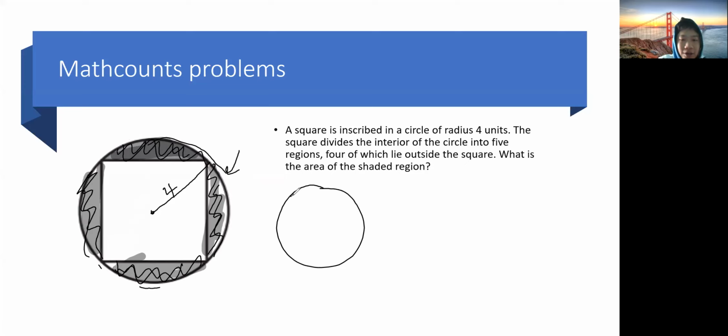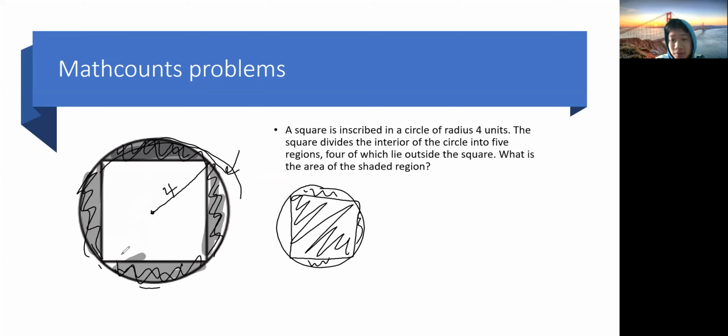If we take out the area of a square, we're basically cutting a hole out of the circle, which means all we're left with is the stuff we want. So the area of all this combined shaded area is going to be the area of the circle minus the area of the square. Well, we know the area of the circle, that's just 4 squared times pi. We have to subtract out the area of the square. Well, now this is a little bit trickier.